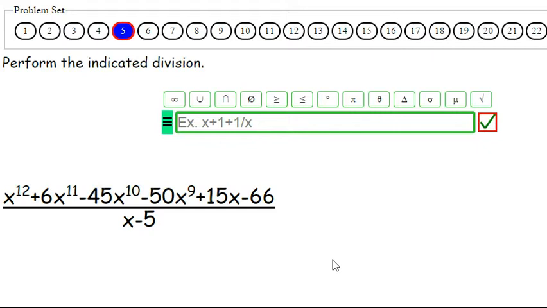x to the 12th plus 6x to the 11th minus 45x to the 10th. And I think what I'm going to do in this problem is skip writing it down. 15x. And we're just going to go right into the problem. So we got x to the 12th plus 6x to the 11th minus 45x to the 10th minus 50x to the 9th plus 15x minus 66. Okay. Making sure I got it all down.